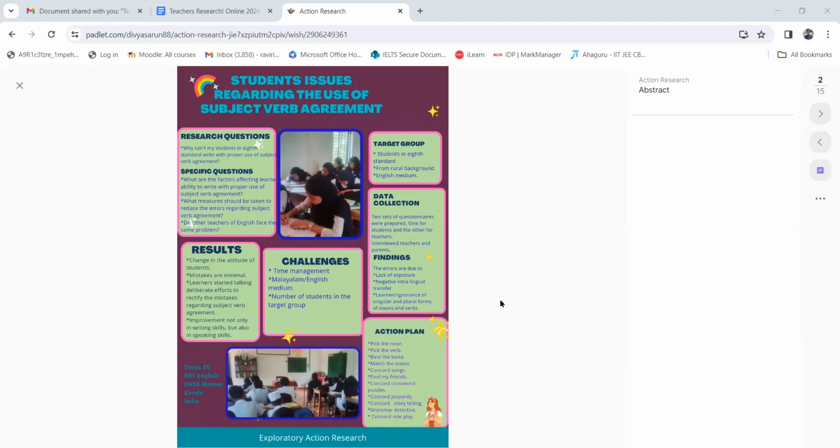And then the results. I am so happy with the observations I made. The whole attitude of the students changed towards learning, and my classroom ambience changed, because it was more learner friendly after the action research. Children's errors or mistakes were minimal, because they are taking great care about their grammar, especially subject-verb agreement, while they are writing. And while I look at their writings, I can see that they are making deliberate efforts to rectify their mistakes.